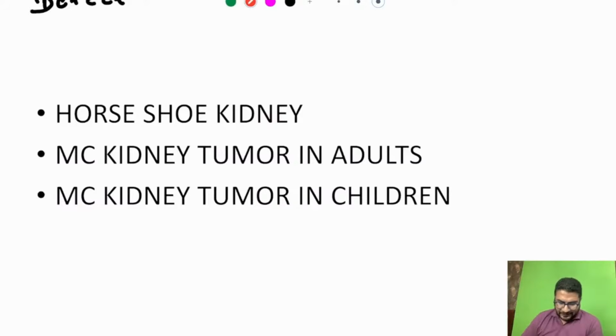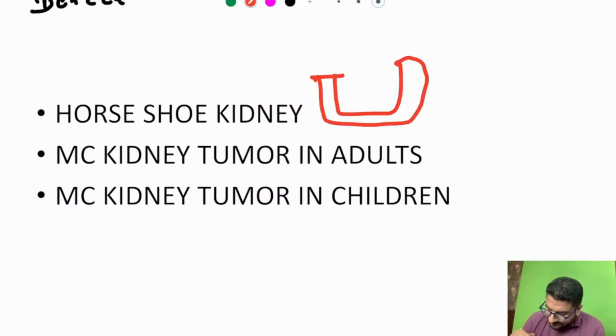हॉर्स शू किडनी. सो अंडरस्टैंड दिस थिंग. हॉर्स शू किडनी मीन्स इफ यू सी दिस किडनीज. सो रितेश से एक्सपेक्टेड है इस बार 200+ मार्क्स इन एग्जाम.